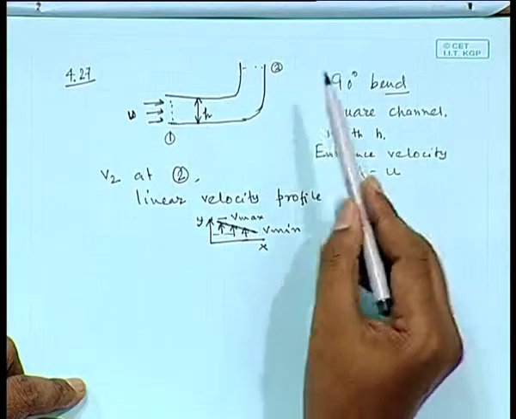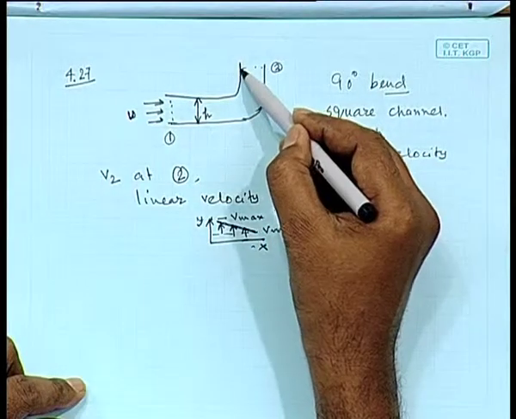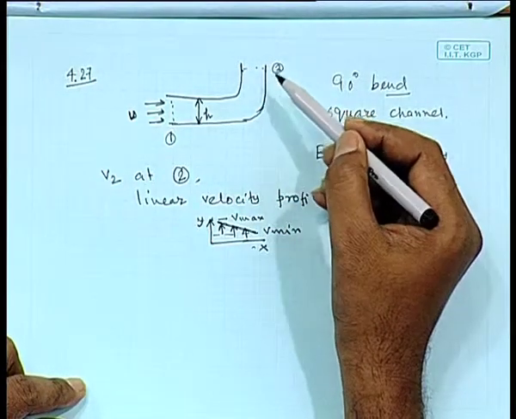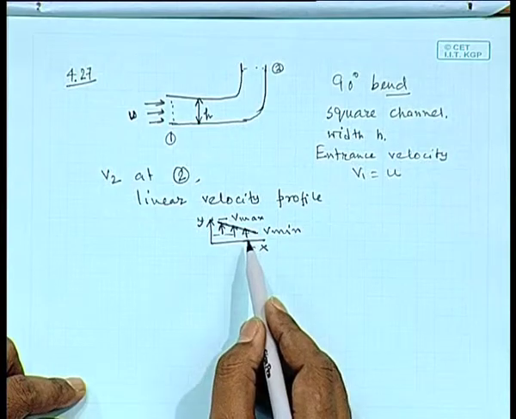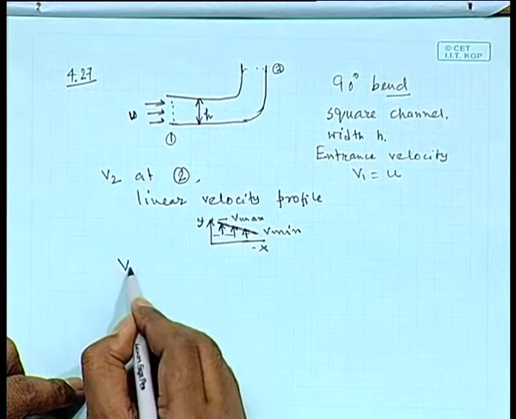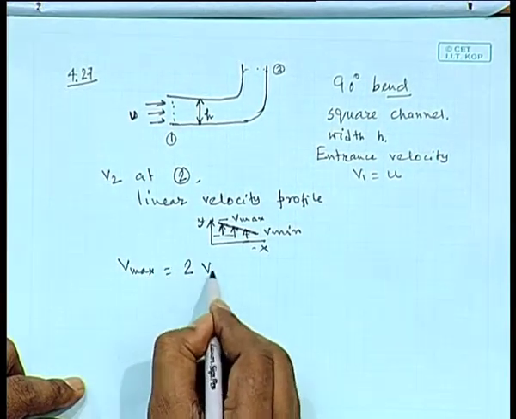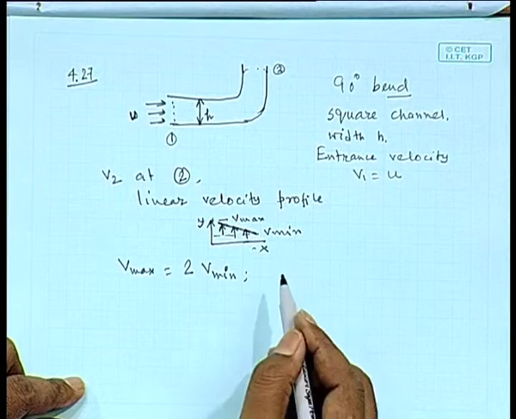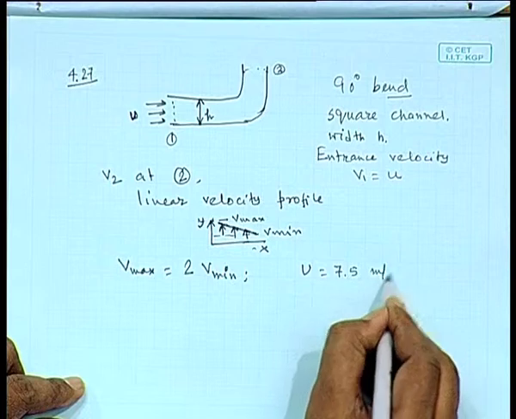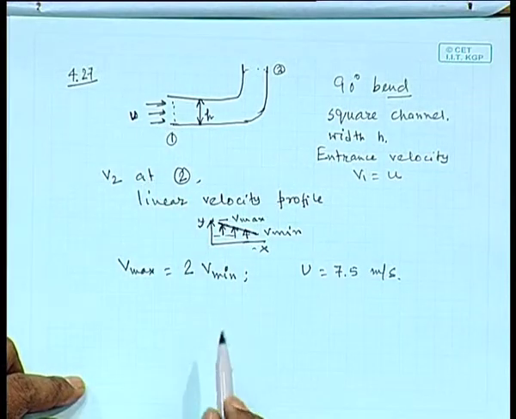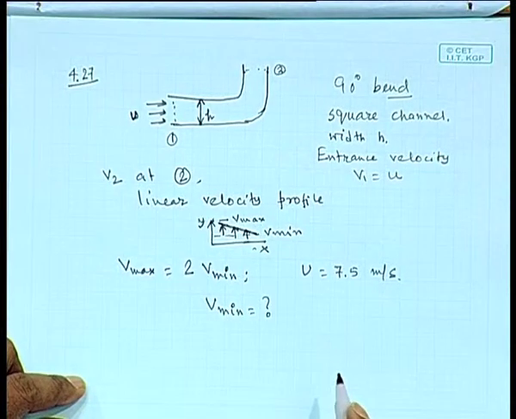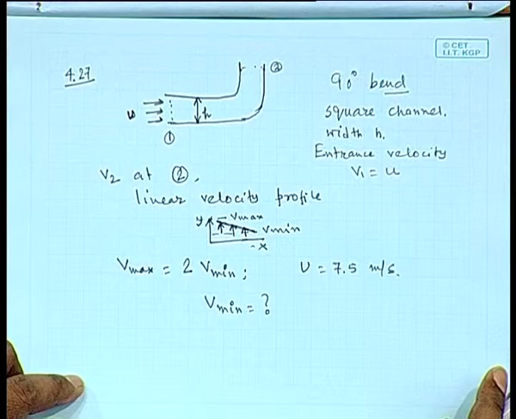That means at x equal to 0 the velocity will be maximum, some V max value, and at x equal to h it will be V minimum, and it is a linear fall. V max is given as twice V minimum. U is given as 7.5 meter per second, the uniform velocity at the entry point. You have to find out V minimum.